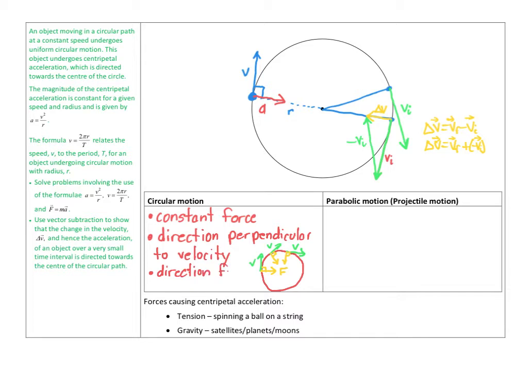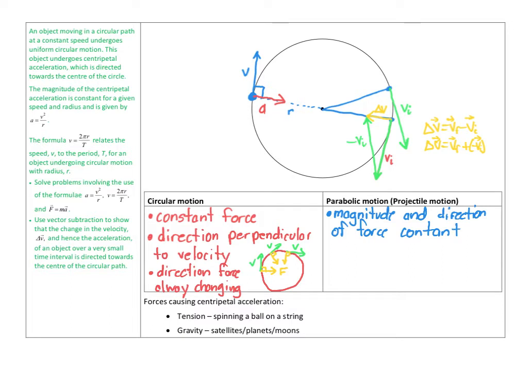The direction of the force is always changing. So that's what leads to circular motion. In parabolic motion, like in projectile motion, the magnitude, or the size, and direction of force is constant.